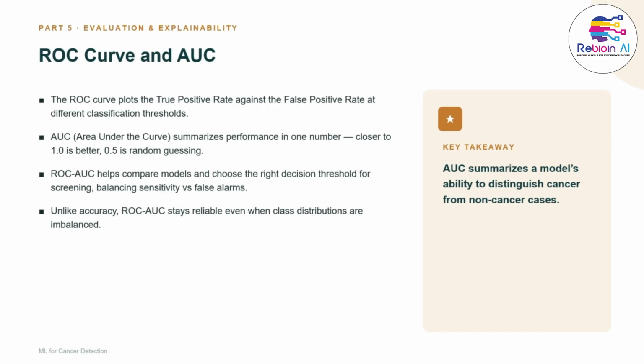AUC, the area under that curve, compresses this trade-off into a single number. An AUC of 1.0 means perfect separation, and 0.5 means no better than a random guess. This lets us compare models fairly, and it remains reliable even when the dataset is imbalanced, unlike plain accuracy.